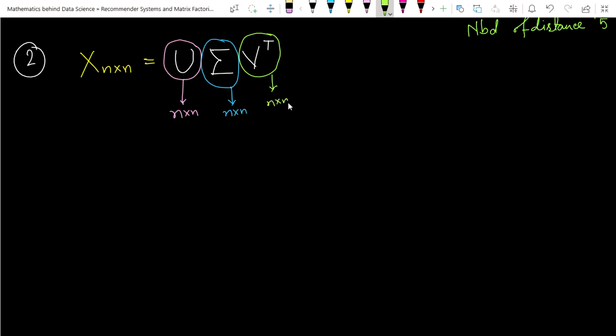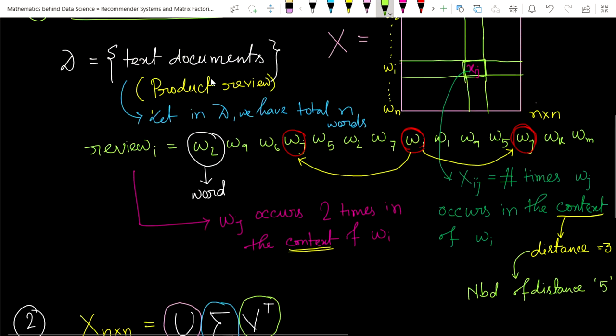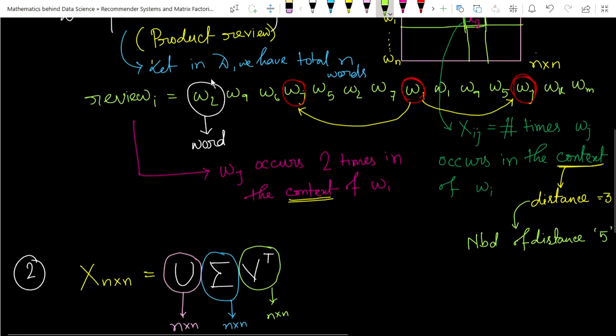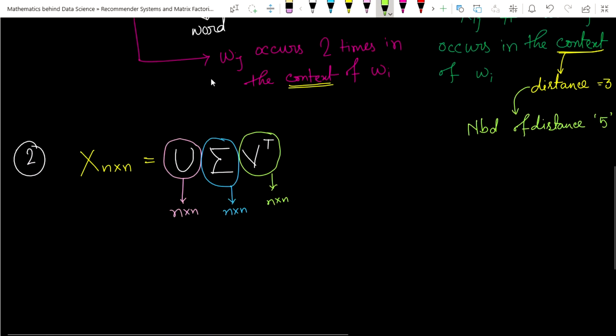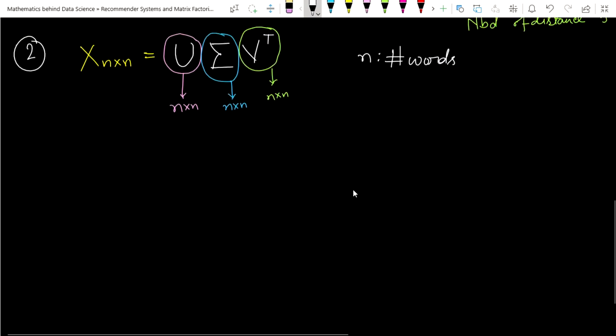So at the end of the day, we have matrix multiplications, and X is of dimension n cross n. Each matrix dimension will be n cross n. It's obvious. Always remember, this n is equal to the number of words.